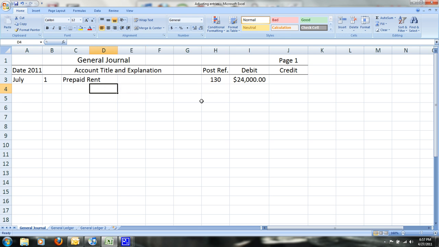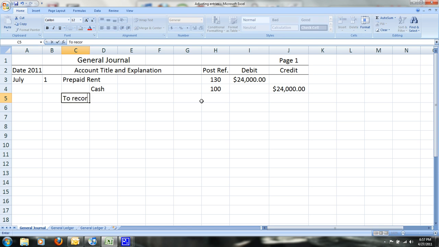And then we're going to go down to cash because we paid it all up front, and we'll give that 100. I'm going to post that to the general ledger later. And that's also $24,000. Okay. And then we're just going to give a little explanation of what we just did. And that's going to be to record payment of 1 year's rent in advance. Okay, that was easy enough.